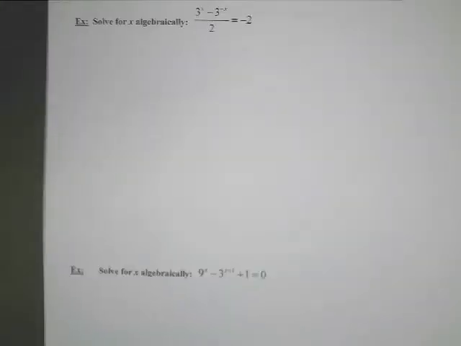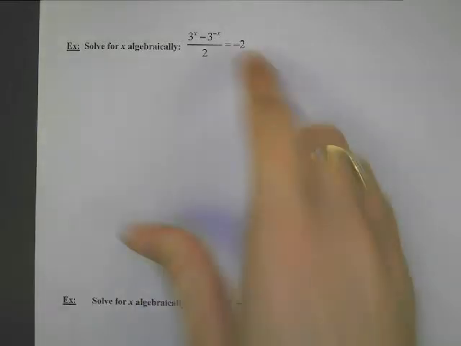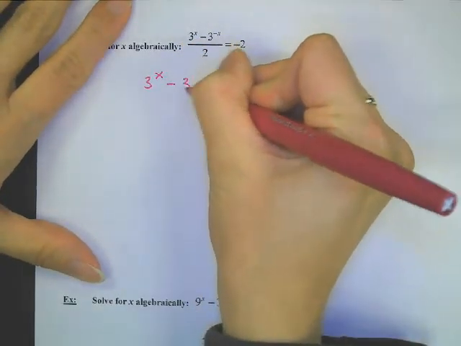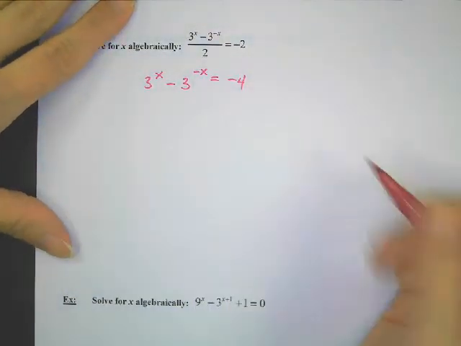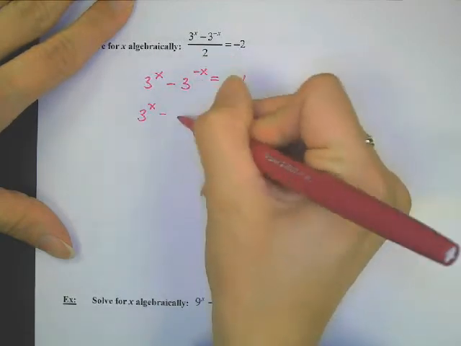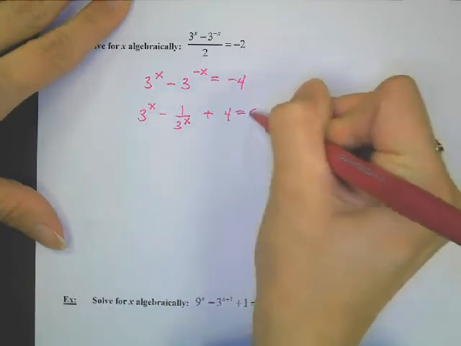Okay. Let's do some more A substitutions so we get really good at this. The next example I have here has a bunch of 3's with exponents of x and negative x. Let's do some baby algebra and multiply both sides by 2 to start with. So 3 to the x minus 3 to the negative x equals negative 4. Maybe I'll clean this up a little bit by saying 3 to the x minus, I'll move it downstairs, 1 over 3 to the x. I'll add the 4, make a 0.